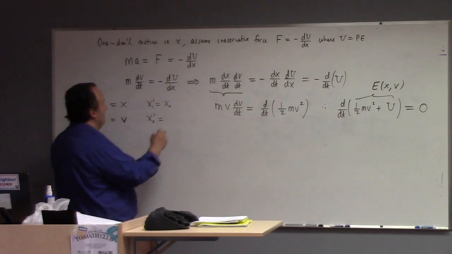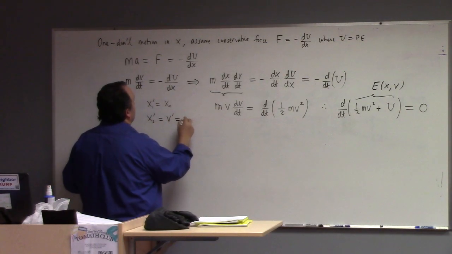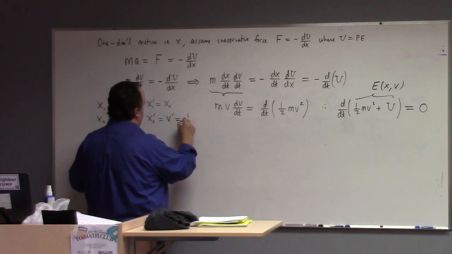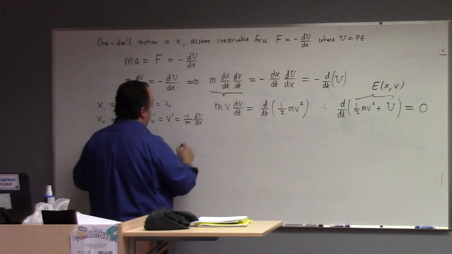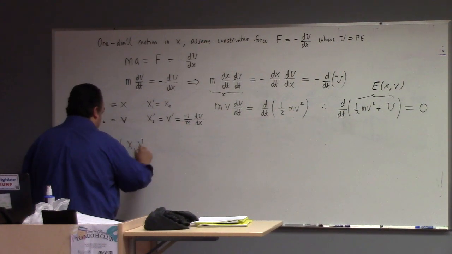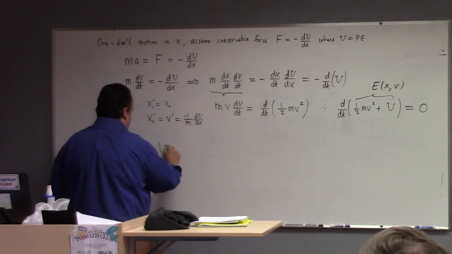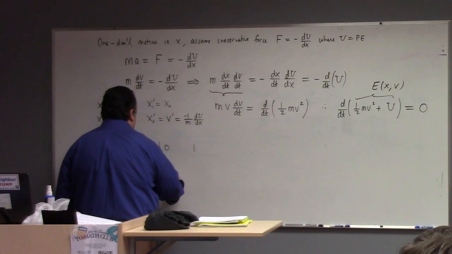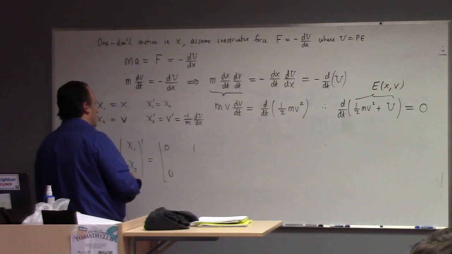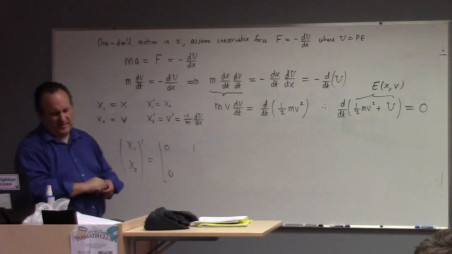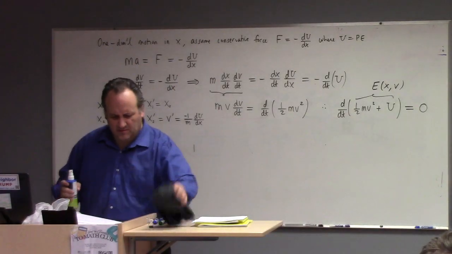Acceleration, yeah, v prime, which is also like what? It's minus 1 over m, right? du/dx. So let me put that all together. We've got x1, x2 prime is equal to 0, 1, and oh, I'm sorry, what am I doing? No, this is not the thing to do. Strike that from the record.